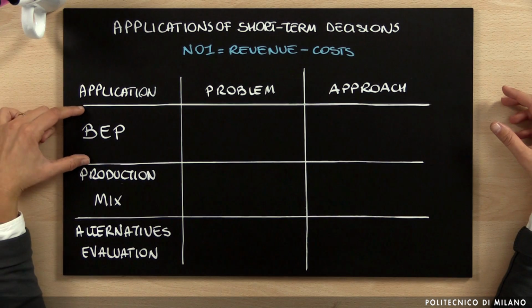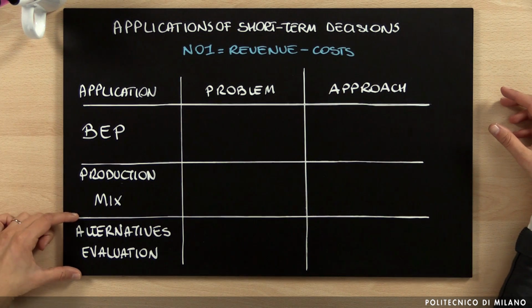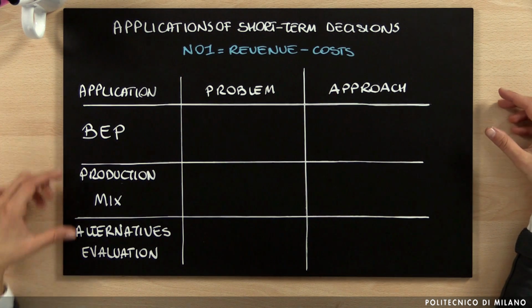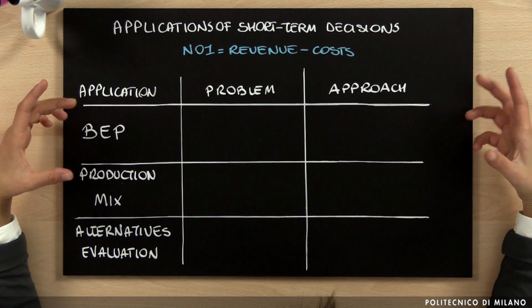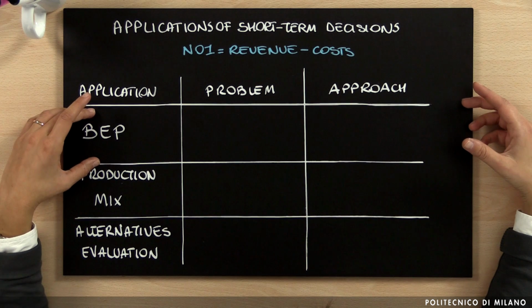The first one is the break-even point analysis, the second one is the analysis of the production mix, while the third one is the alternatives evaluation. Let's start in this class with one traditional example of applications of short-term decisions, that is the break-even point analysis.